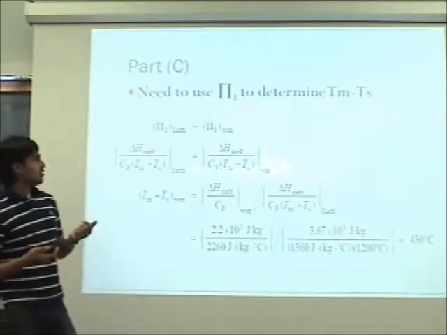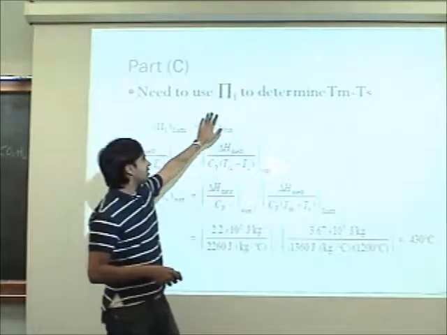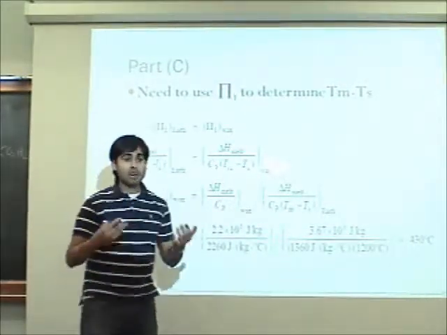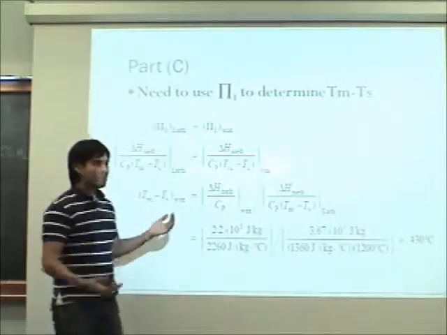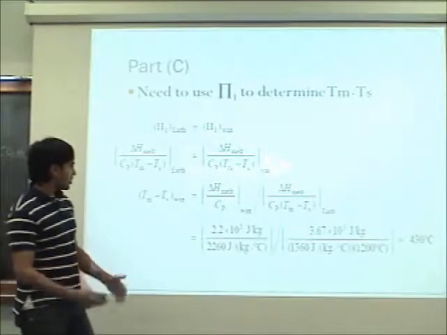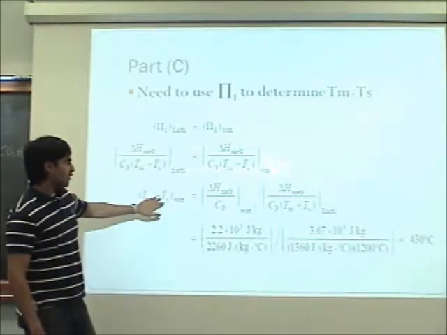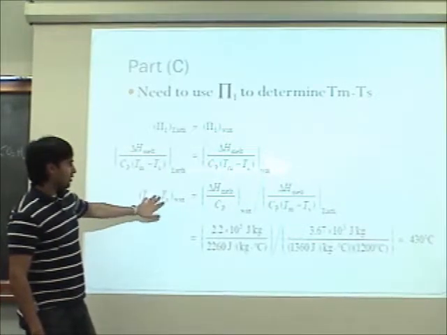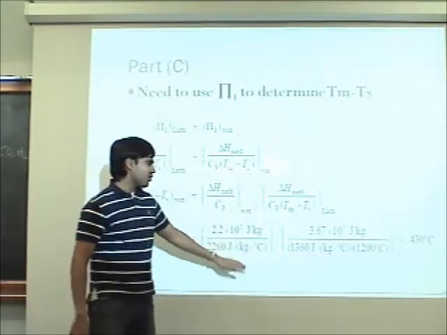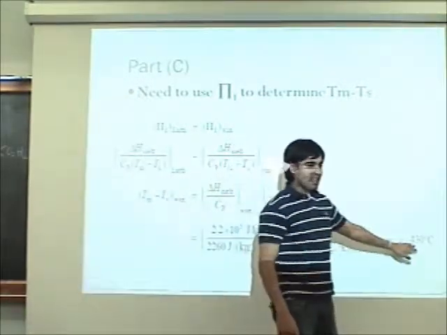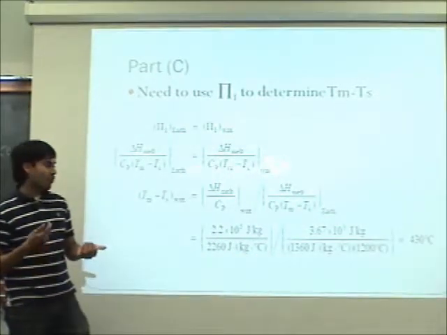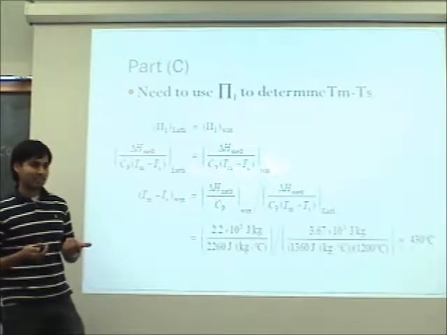Alright, so part C. We needed to use the first pi group to determine the temperature difference for our model. It's pretty simple. You set your dimensionless groups equal to each other. You solve for the variable that you need, and everything else is given to you. It's literally plug and chug, and you get that for the model to be dynamically similar, you need a temperature difference of 430 degrees Celsius.